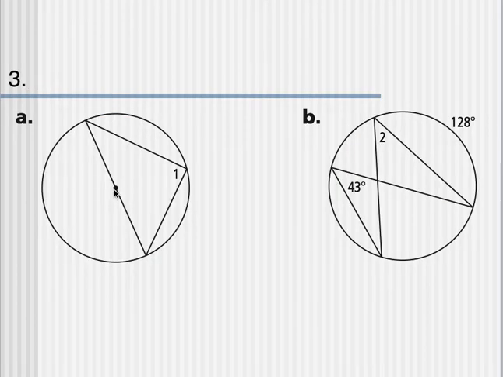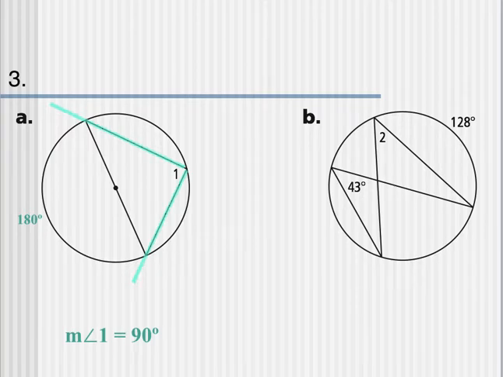So I want you to notice that this chord here is actually a diameter because it's cutting through the very center of the circle. That's going to be important. It's cutting through the center of the circle, so you can assume that this arc is exactly half a circle, 180 degrees. If you highlight angle 1, the arc it's cutting off is 180 degrees, so you half that. Angle 1 is 90 degrees.